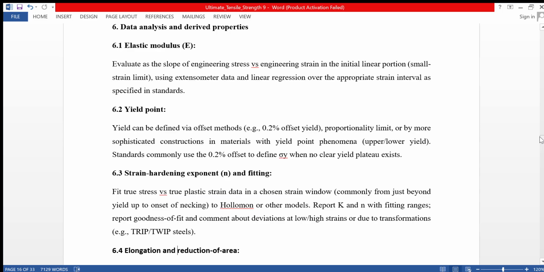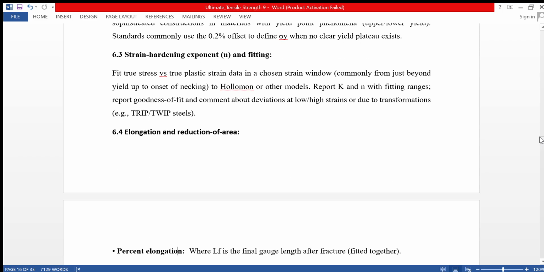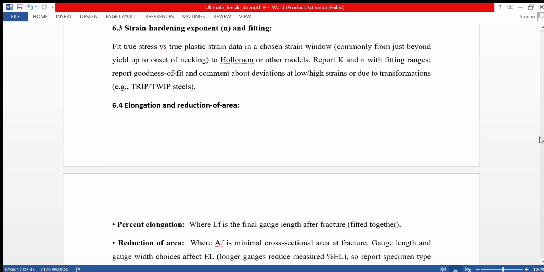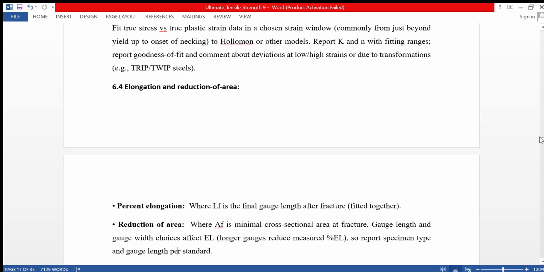TWIP steels. Elongation and reduction of area: percentage elongation, where LF is the final gauge length after fracture. Reduction of area, where AF is the minimal cross-section area at fracture. Gauge length and gauge width choice affect elongation, so report specimen type and gauge length per standard.